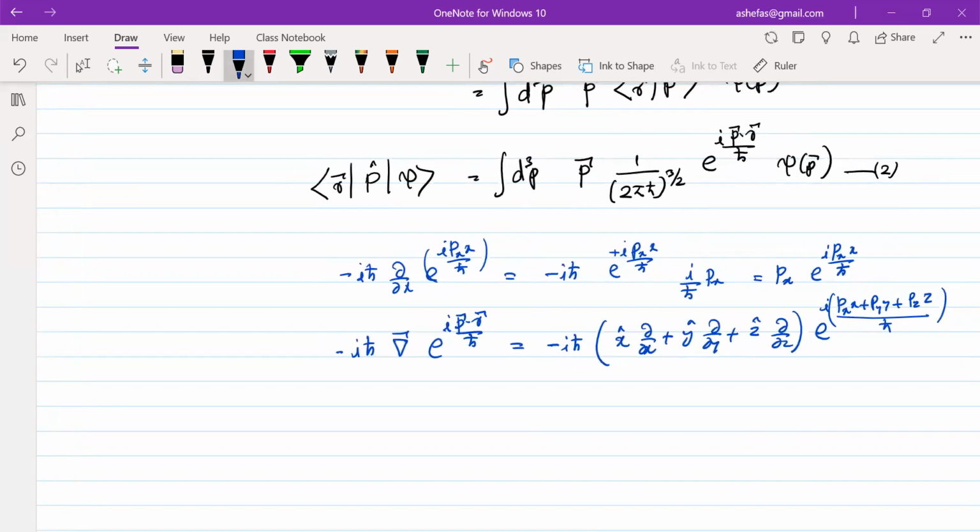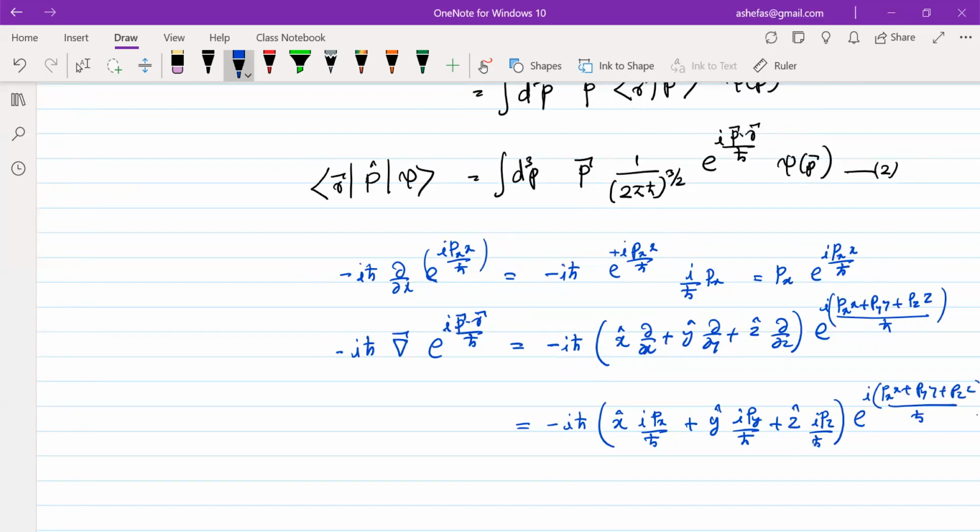Okay. Now, if you do this carefully, then what will you get? Minus i h cross x cap. So what would be the result of dou by dou x? So that would give i px by h cross plus y cap i py by h cross plus z cap i pz by h cross, times this exponential, which would be common to all, e raised to i (px x plus py y plus pz z) all divided by h cross.